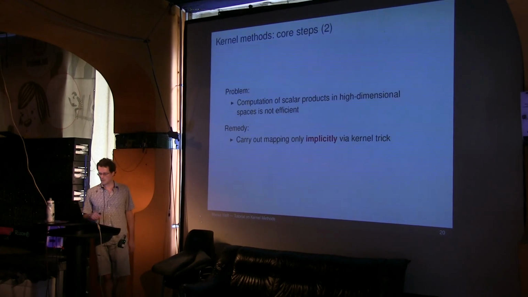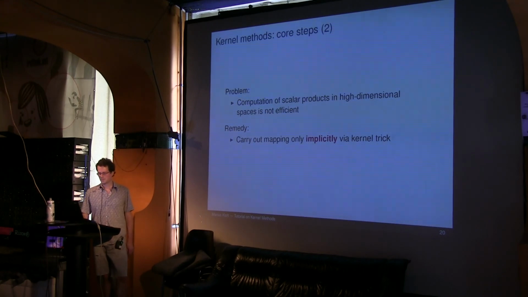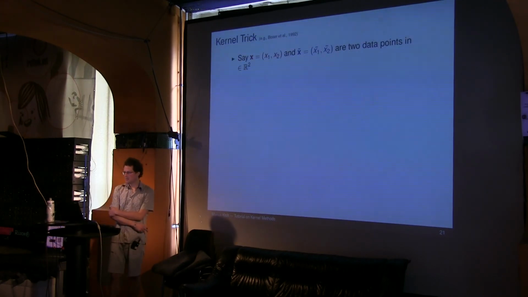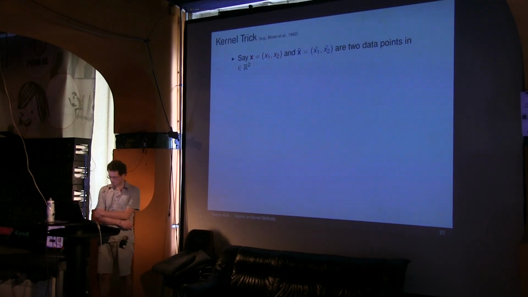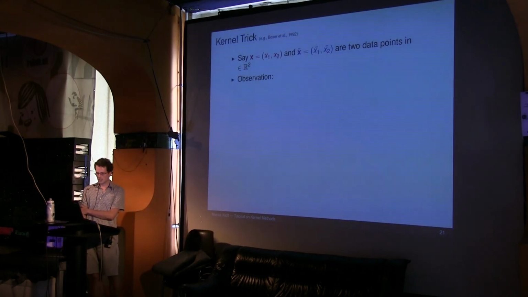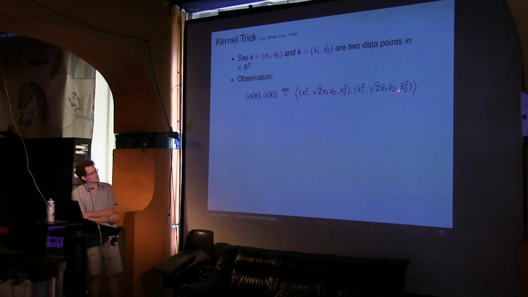Therefore, machine learning people came up with a trick. And this trick is called the kernel trick. Its essence is to carry out this mapping just implicitly. And it works essentially like this. Let's say we have two input points given, x and x tilde. And let's say we use the mapping from the page before, then we get this scalar product in the feature space.